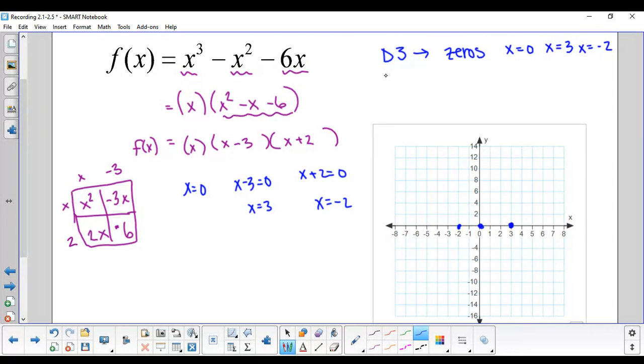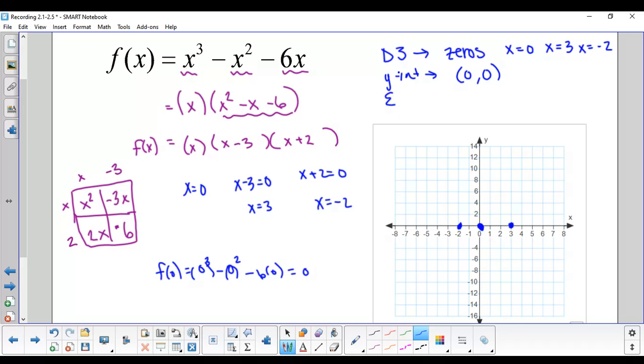Next, I like to find my y-intercept because that also adds more accuracy to my graph. In this case, I'm going to plug in my 0 to the first function. And when I do that, I get 0 to the third minus 0 squared minus 6 times 0. In this case, I get 0 out. That means my function will cross at the point 0, 0. It happens to also be the x-intercept.